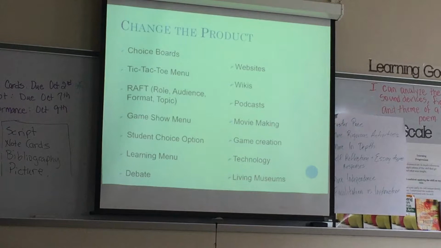Here are different ideas for products. But most of them, it's about allowing them an option as far as how they're going to show you what they know.